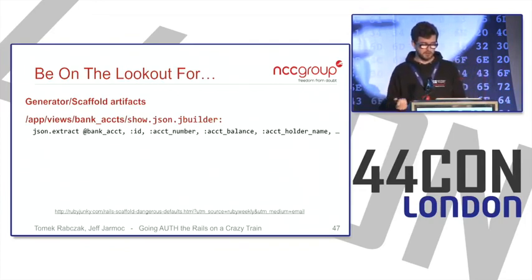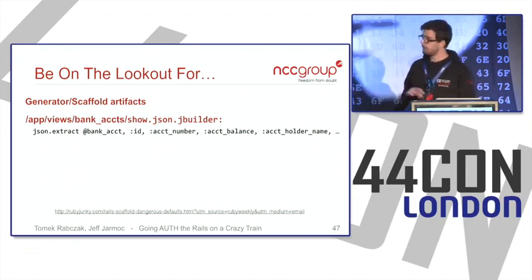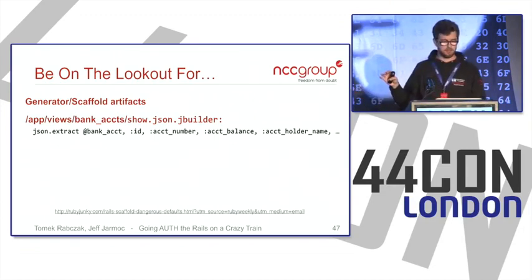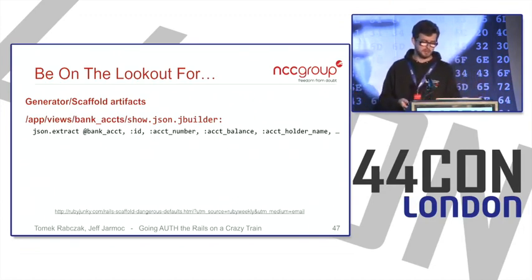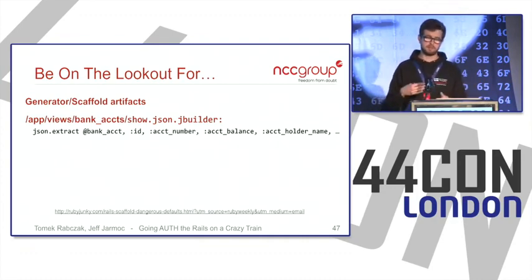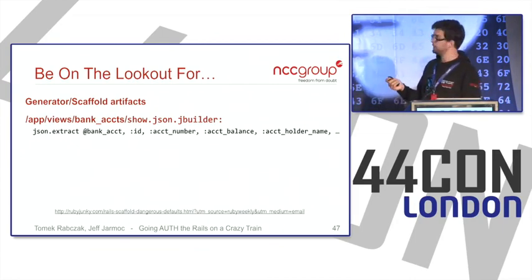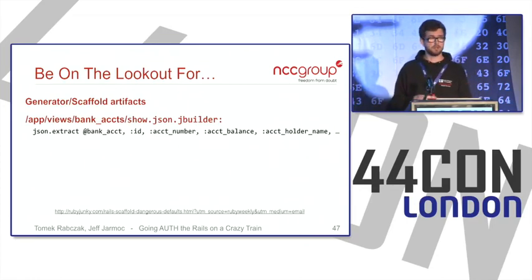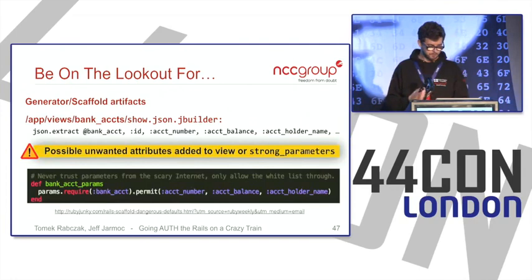One of these files is the JBuilder file. It'll take any of the attributes of the model that you declared in the scaffold generator and automatically add them into a view. JBuilder files are the templates that will show the JSON response when you request a .json format in the URL. And so this automatically adds every single attribute. You might have some secret tokens in here that you might not want to show to the user. So just be aware of that.